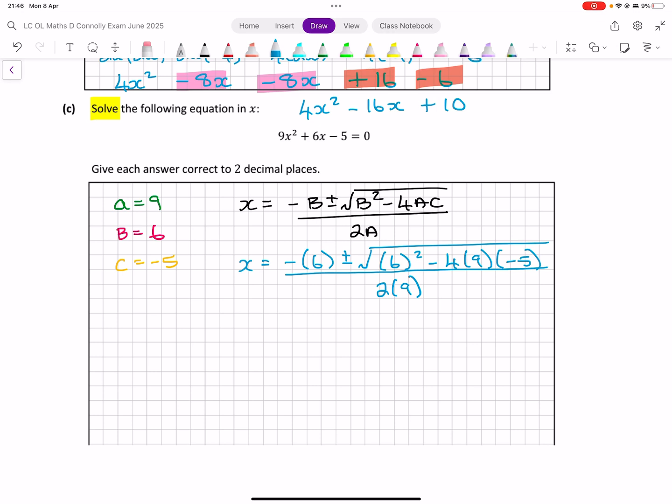So it says up here 2 decimal places. So on the plus side, I'm getting x equals 0.48. And then on the minus side, delete minus, change, I'm getting minus 1.15.